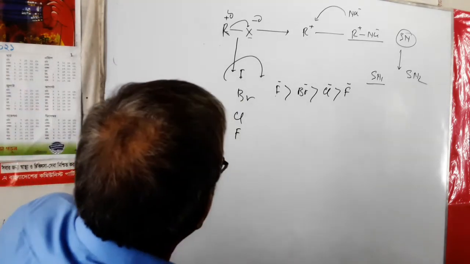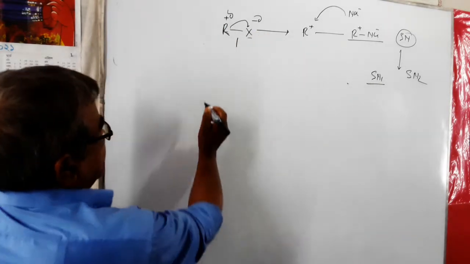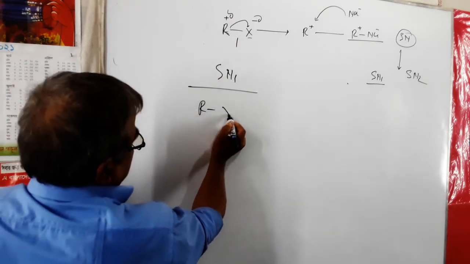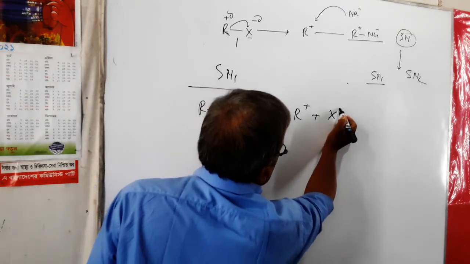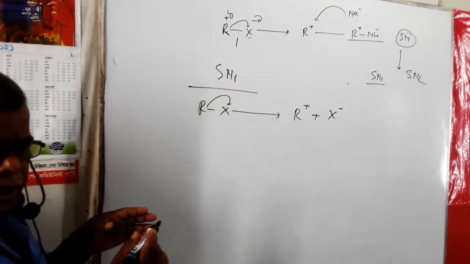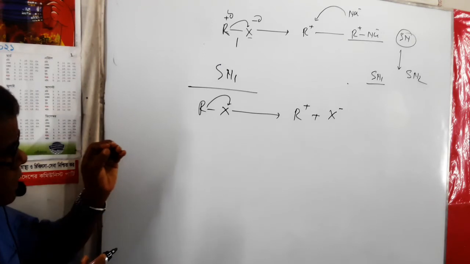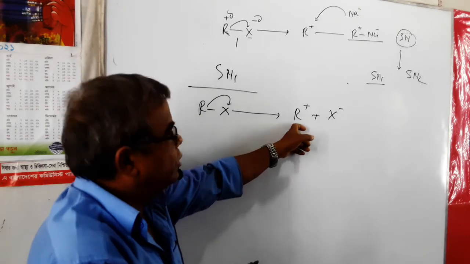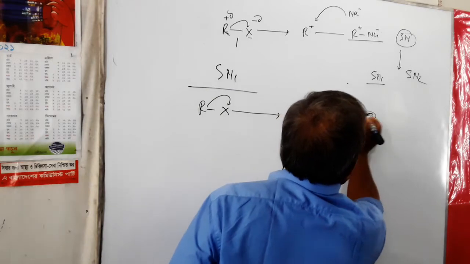Now we shall consider SN1. In the case of SN1, let us consider RX. Here RX is first converted into a carbocation, then X will be released as halide, because the electrons of the sharing bond shift towards the halogen, as the electronegativity of halogen is greater than carbon. So it will be converted into a carbocation and the halide will be released. This is step 1.